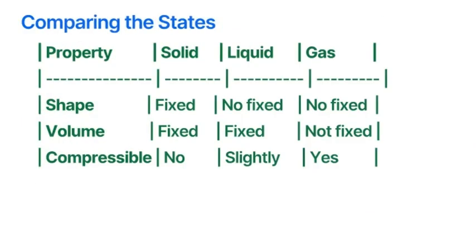This table compares the basic properties of solids, liquids, and gases. Solids have a fixed shape and volume. Liquids have a fixed volume but no fixed shape. Gases have neither a fixed shape nor volume and are highly compressible.